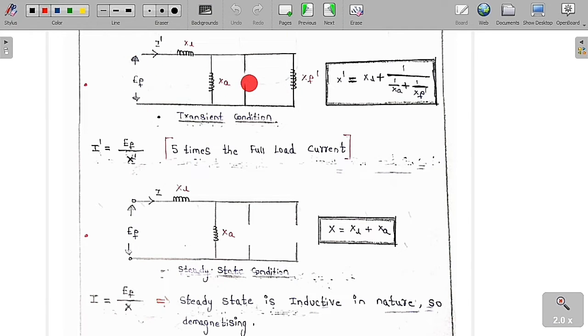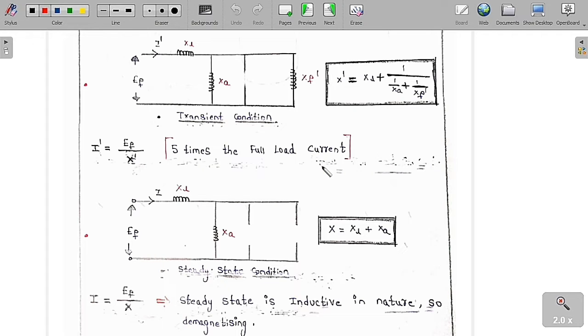If you remove that XD dash, you are going to get this circuit, which is called the transient condition: EF, this I dash, this is XL, this is XA, and this is XF dash. If you want to find the overall reactance, it is called the transient reactance, X dash is equal to XL plus 1 by (1 by XA plus 1 by XF dash). So the transient current is the per phase induced voltage divided by the transient reactance, and it is basically 5 times the full load current.